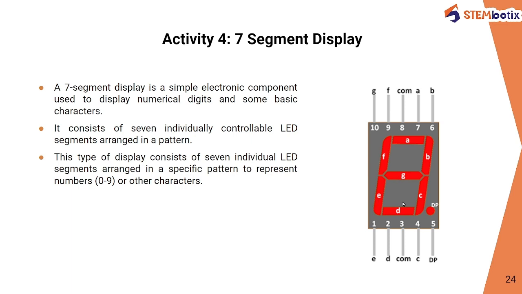A 7 segment display is a simple electronic component used to display numeric digits and some basic characters. It consists of 7 individually controllable LED segments arranged in a pattern. This type of display consists of 7 individual LED segments arranged in a specific pattern to represent numbers, meaning 0 to 9, or sometimes other characters. So this is the pin denomination of it, and this is the 7 segment display.